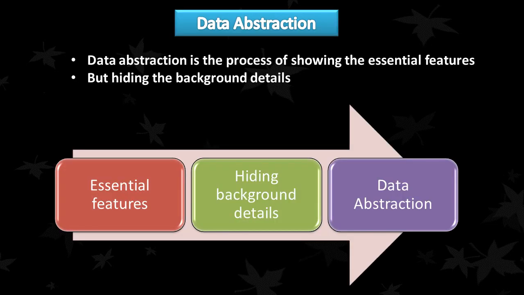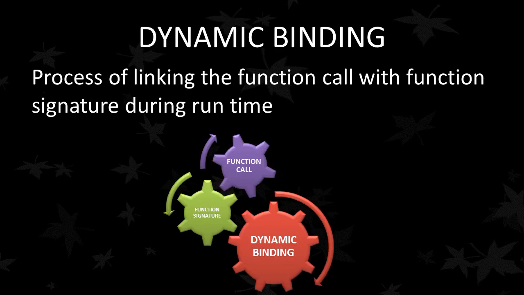Data abstraction is the process of showing the essential features but hiding the background details. Dynamic binding is the process of linking the function call with the function signature during runtime.